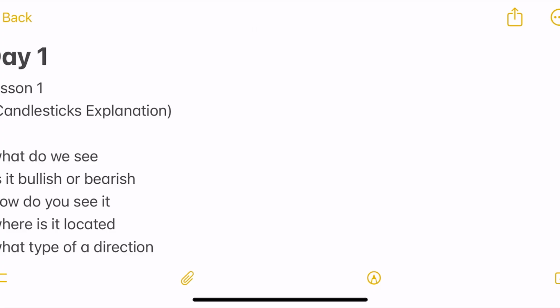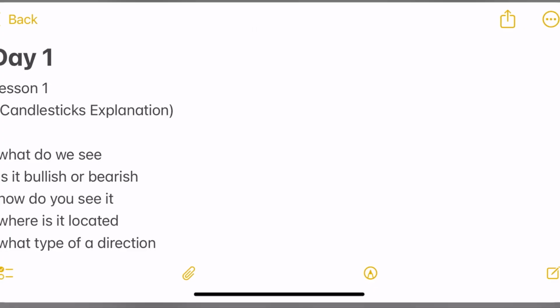So the first question is, what do you see? Yes, you see a candlestick, but what do you actually see? We're about to find out. Is it a bullish or a bearish candlestick? You must understand that. How do you see it? A person that doesn't know anything can simply see that this graph is going up, going down. But what do you actually see? How do you see it?